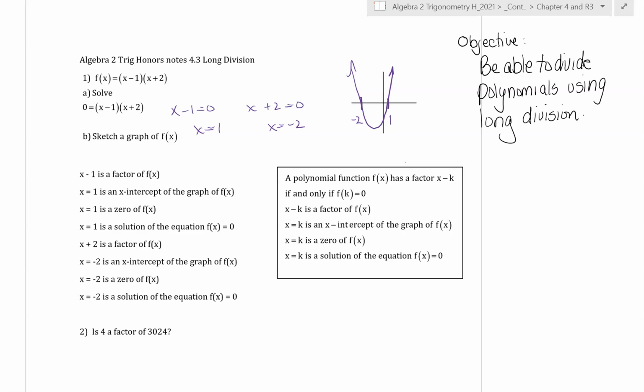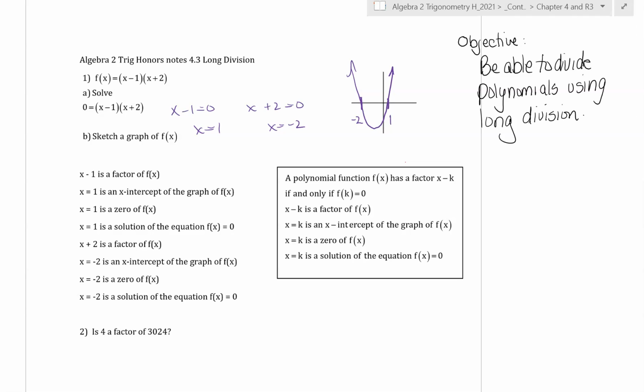So for a polynomial function, let's read what's in the box here. A polynomial function f of x has a factor x minus k if and only if f of k is 0. So again, x minus k is a factor of f of x. x equals k is an x-intercept of the graph of f of x. x equals k is a 0 of f of x. And x equals k is a solution of the equation f of x equals 0. So let's take a look at that first example.